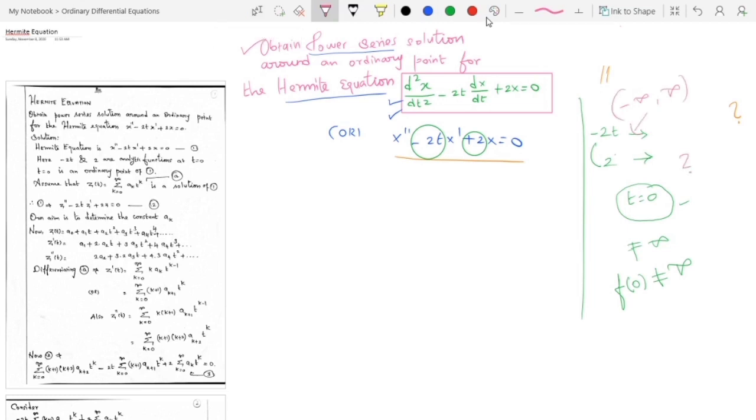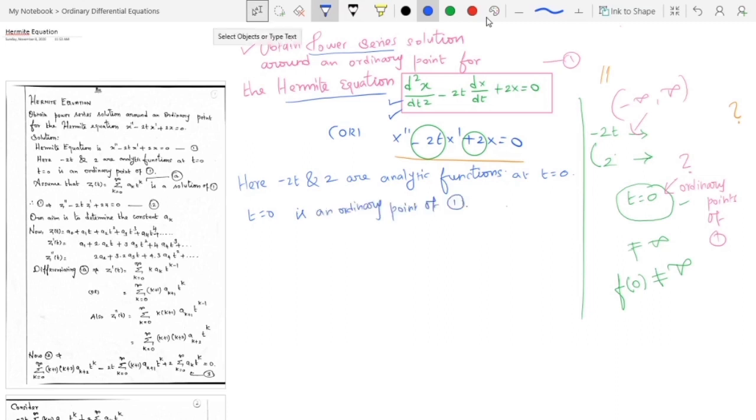Next, what is an ordinary point? The points at which the function is analytic are said to be ordinary points of the given equation, let it be 1. So here minus 2t and 2 are analytic functions at t equal to 0. Therefore, t equal to 0 is an ordinary point of 1. Hence, we can say there exists a power series solution for the given Hermite equation.